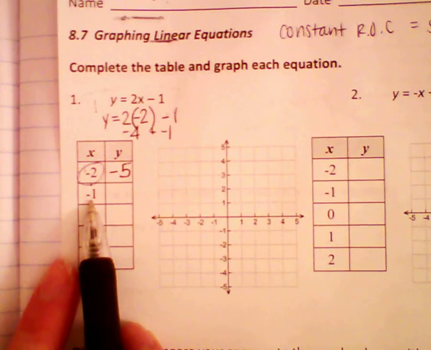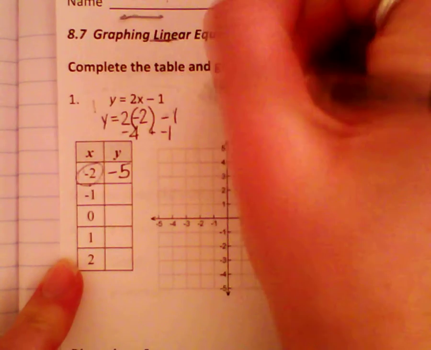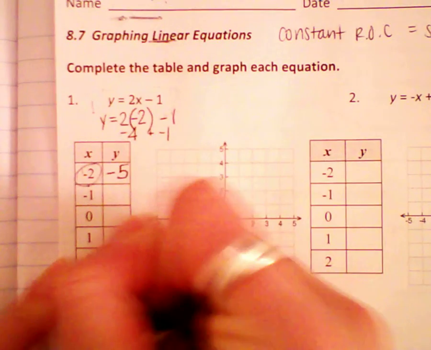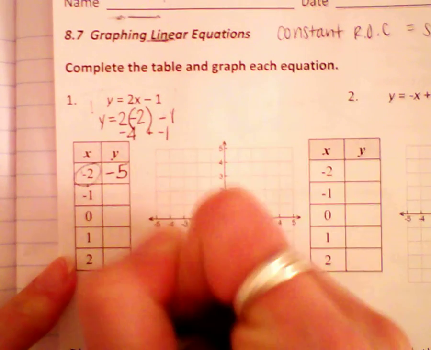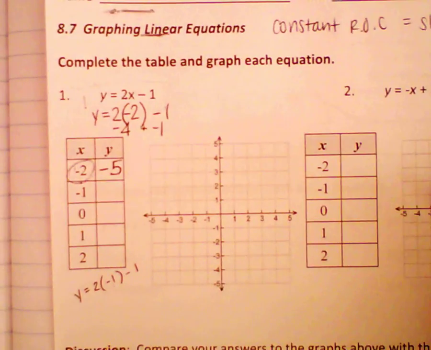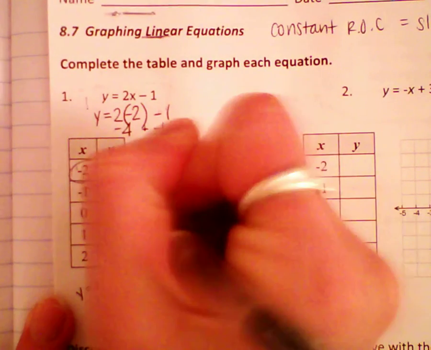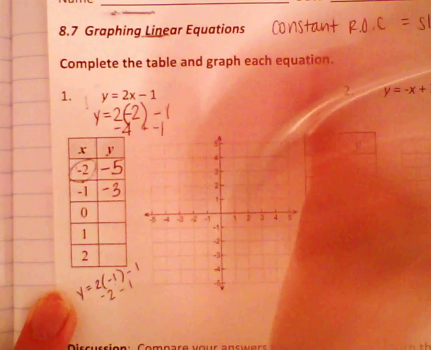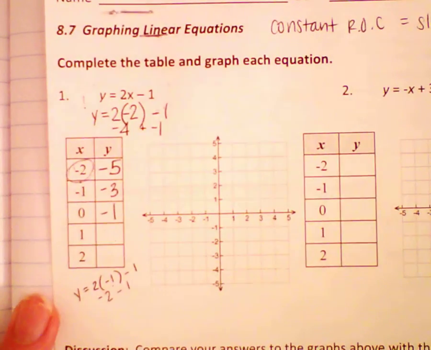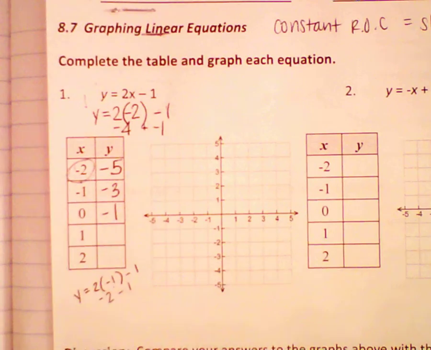Now I'm going to keep on going with my table. If you need room, feel free to write wherever you need it. Y equals 2 times negative 1 minus 1. 2 times negative 1 is negative 2 minus 1 is negative 3. I'm going to keep going. When x is 0, 2 times 0 is 0, and 0 minus 1 is negative 1. Hopefully you can fill in this table before I do. So if you want to pause it, do it on your own and then see how you do.